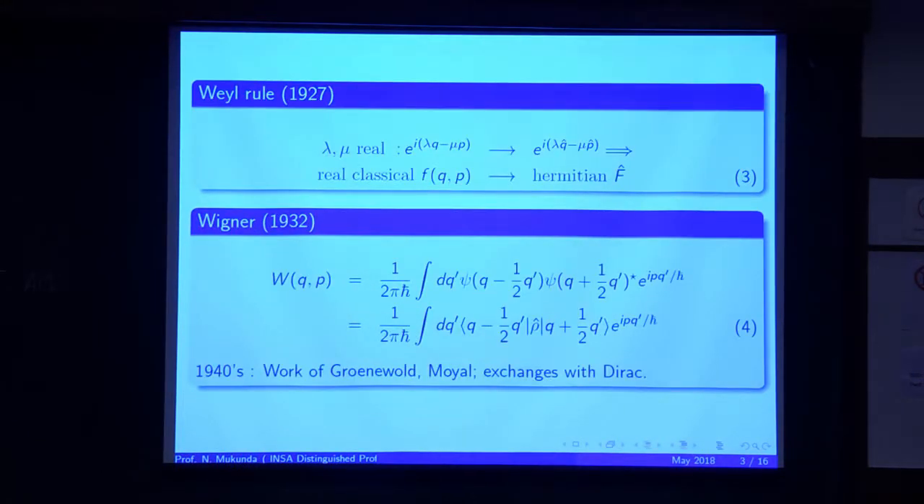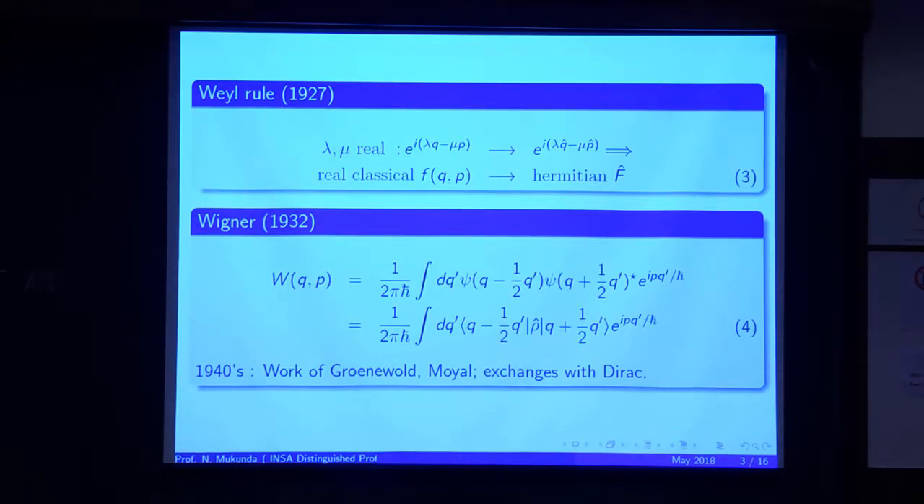Now, as everybody knows, there is no intrinsic rule to pass from classical dynamical variables, functions of real Q and P, to corresponding quantum mechanical operators acting on that Hilbert space. There is no canonical or preferred rule.